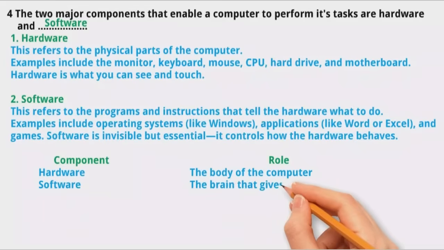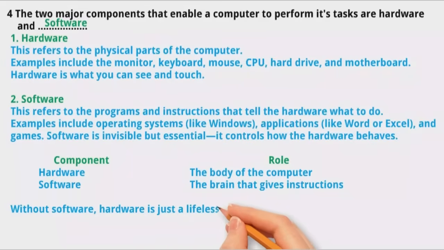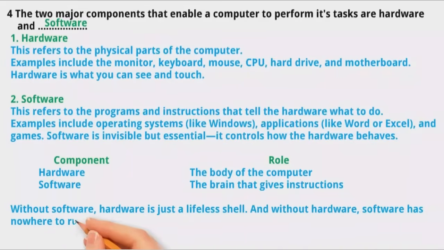Summary. Component, role. Hardware, the body of the computer. Software, the brain that gives instructions. Without software, hardware is just a lifeless shell. And without hardware, software has nowhere to run.